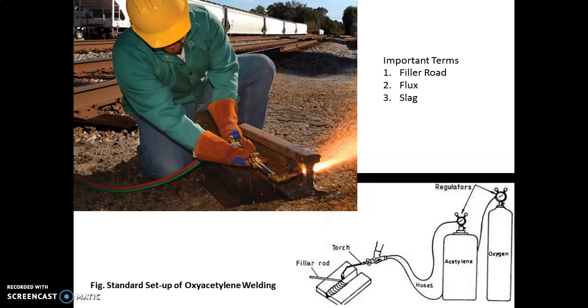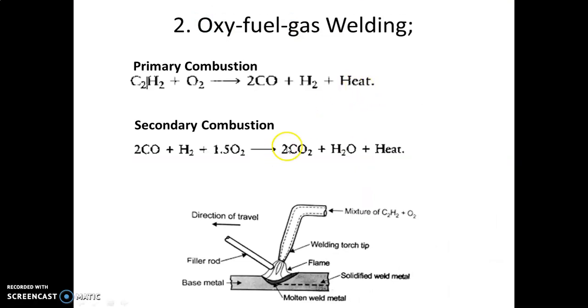And slag is the compound of oxides, fluxes and electrode coating materials, which protects the molten puddle of the metal against oxidation as it cools. Now in the previous slide I showed where the flame is coming out of the tip of the welding torch when filler rod is used as an additional material near the welding zone. What happens when burning or combustion takes place?